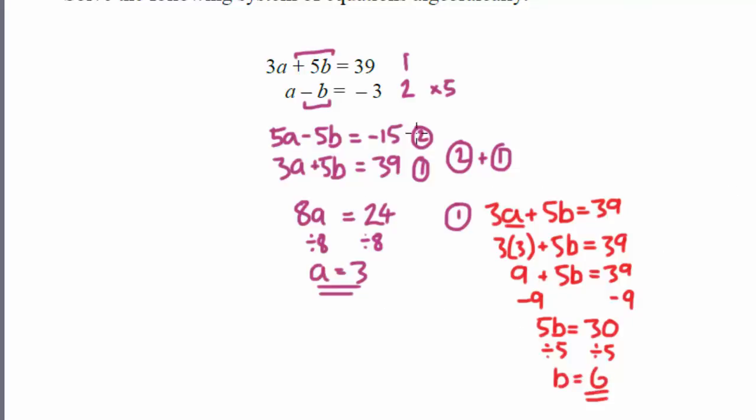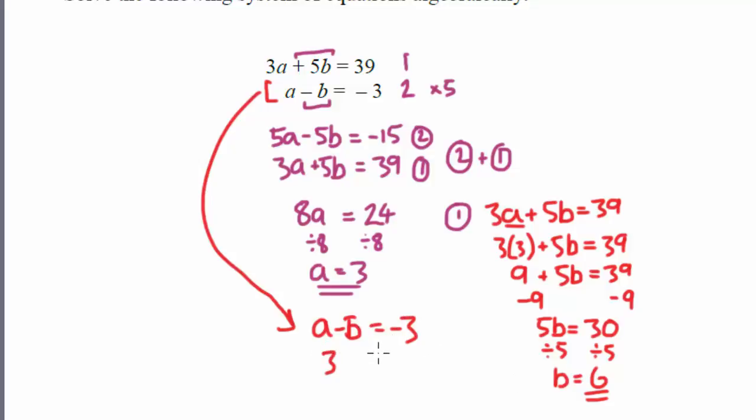And just to prove that that's the case, if we have a wee look at this equation of a minus b equals minus 3, well, a is 3, b is 6, and that indeed equals minus 3. Okay, so these ones are correct. So once you eliminate one of the values and you find out the other value, you then substitute it back into the equation to find out the original value you've eliminated, and that should be the answer to that question.